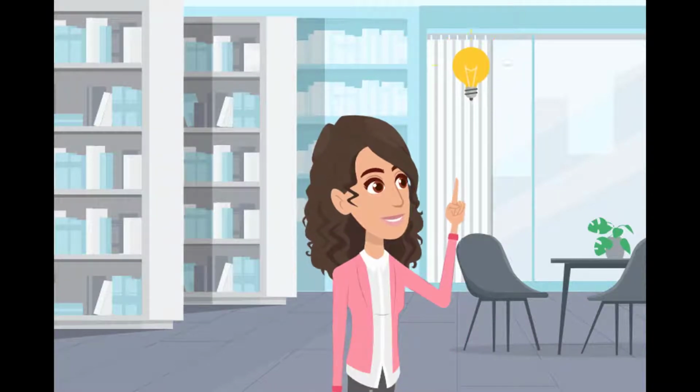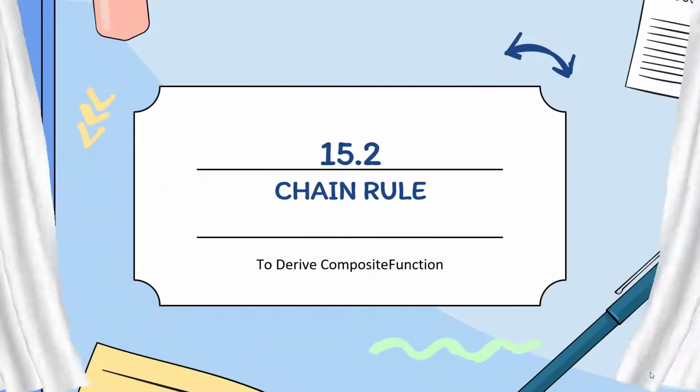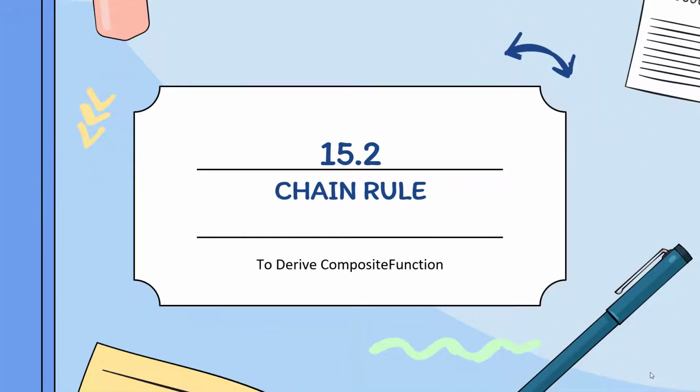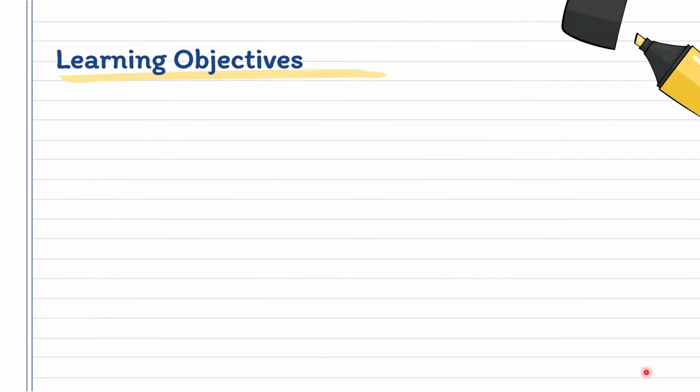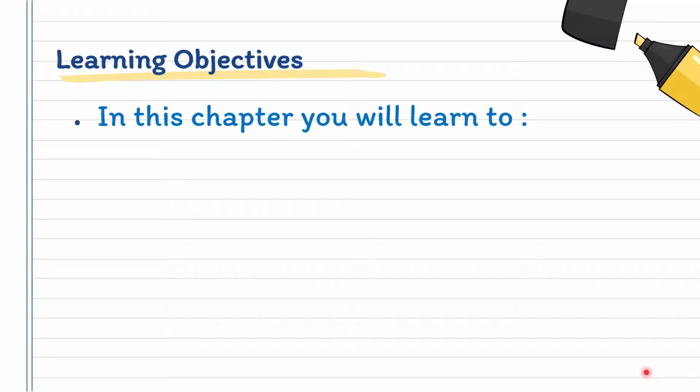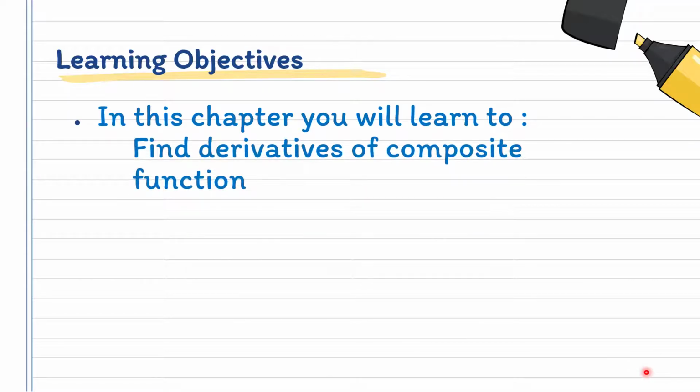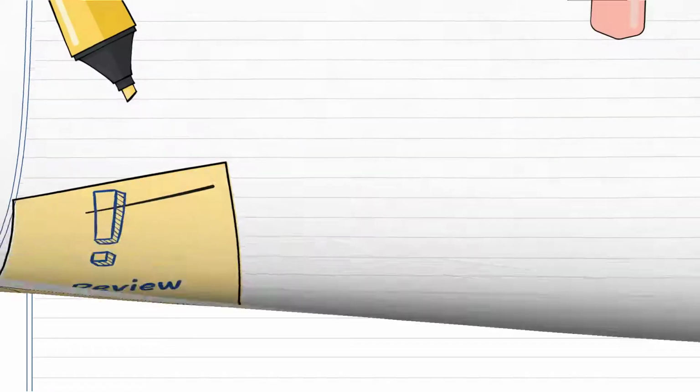We will continue what we have after having the first formula. So this is 15.2. We will discuss the chain rule, which is used to differentiate a composite function. In this chapter, you will learn to find the derivative of a composite function. And also please recall what you learned about composite functions in 9th grade.